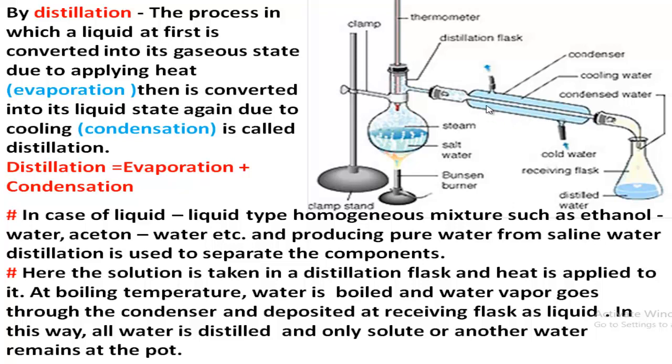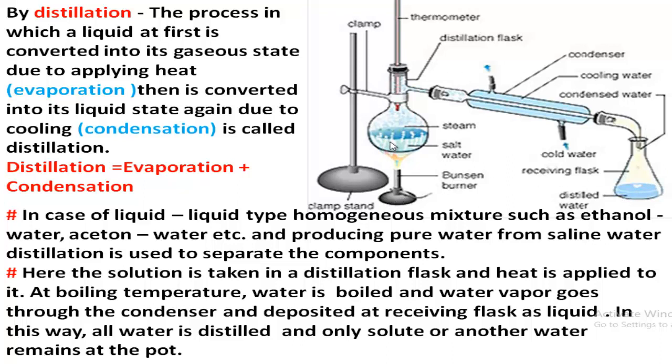And you know that according to kinetic molecular theory, when we cool the vapor or gaseous state, it will come back into its liquid state. So here that vapor, due to the cooling temperature, is converted again into liquid state and is received in this receiving flask or conical flask. So this is actually the distillation process.